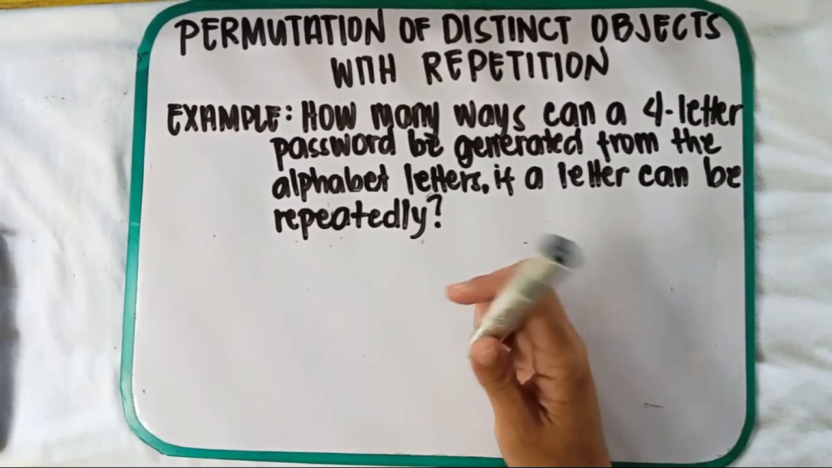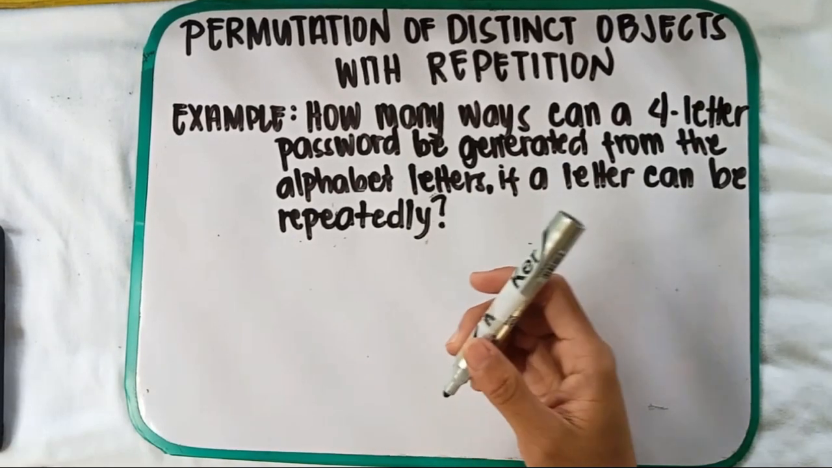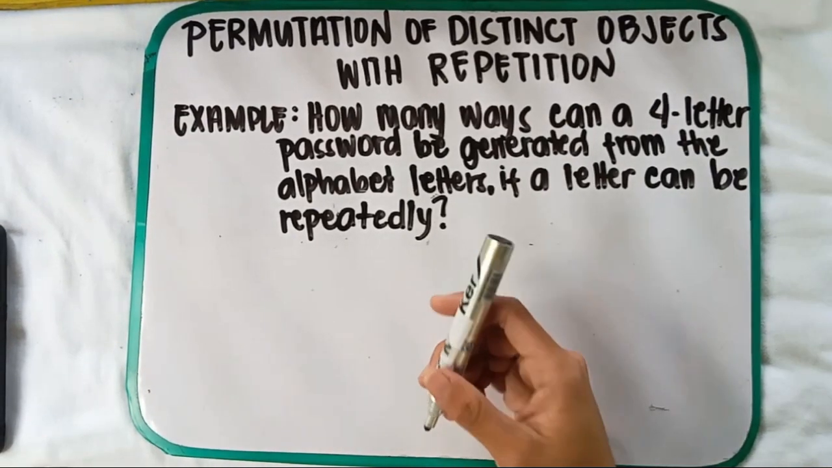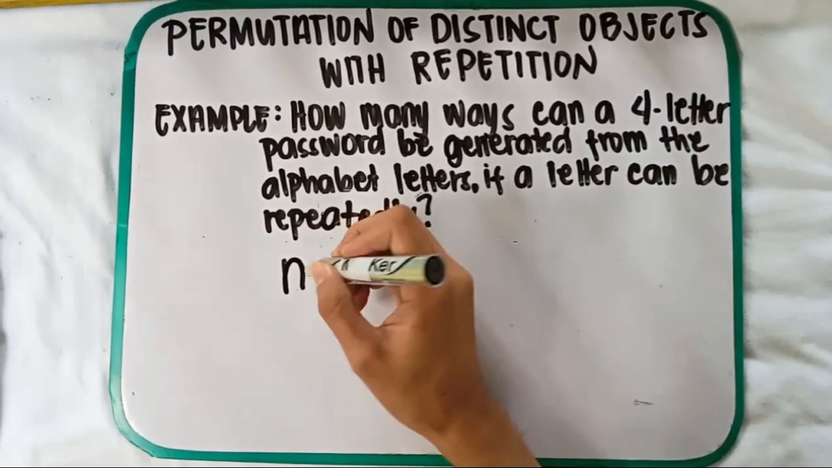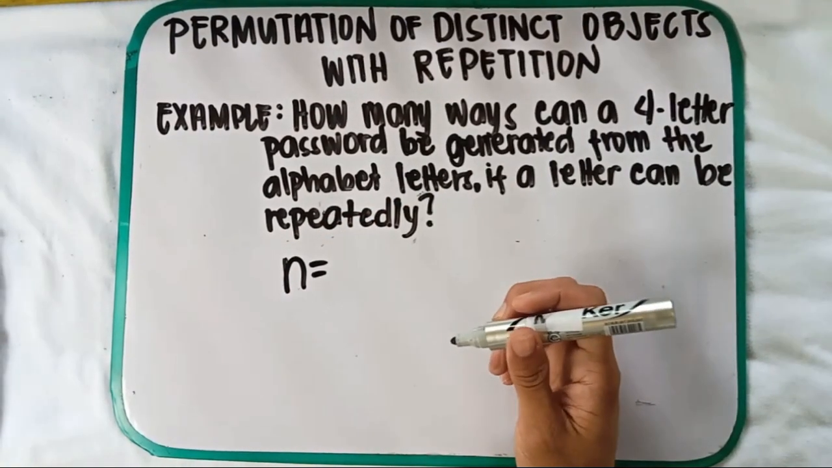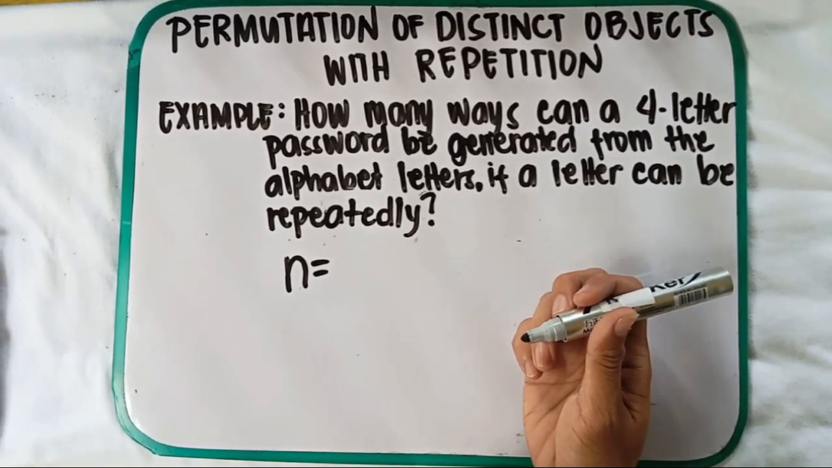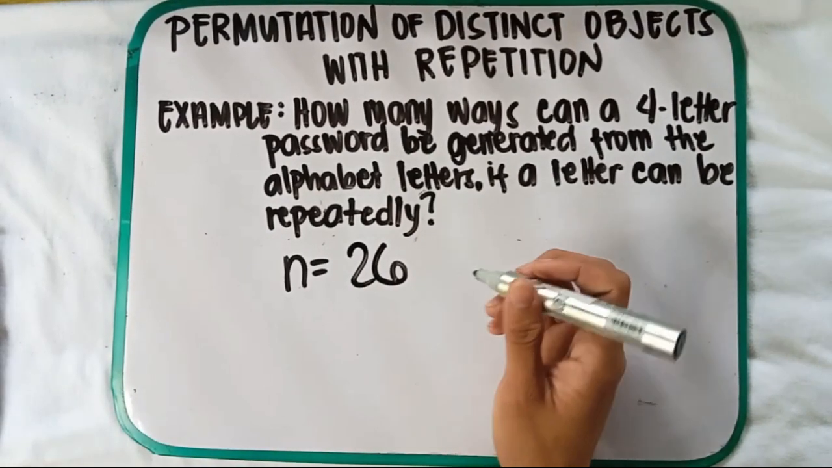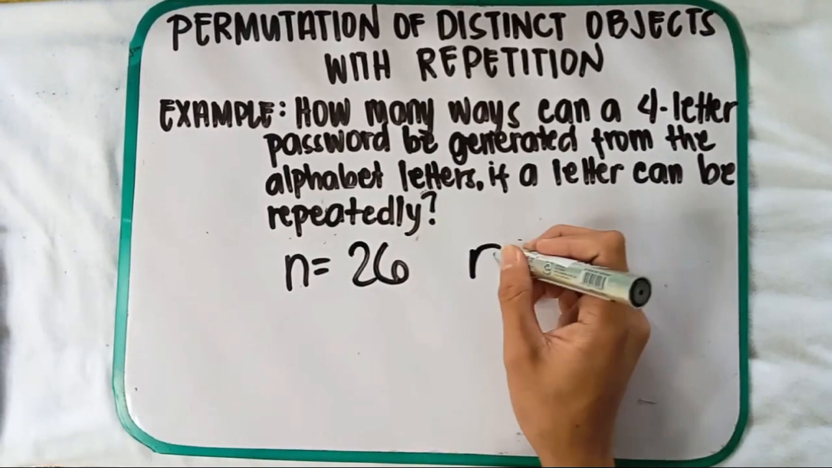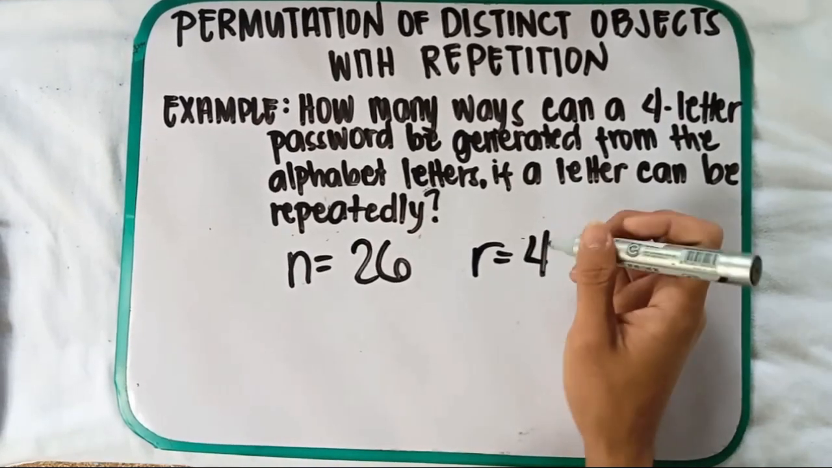For example, how many ways can a 4-letter password be generated from the alphabet letters if a letter can be repeated? We're going to find what is n, which is the total number of objects. So n is equal to 26 since we have 26 letters in the alphabet. Then next is find what is r. r is equal to 4.